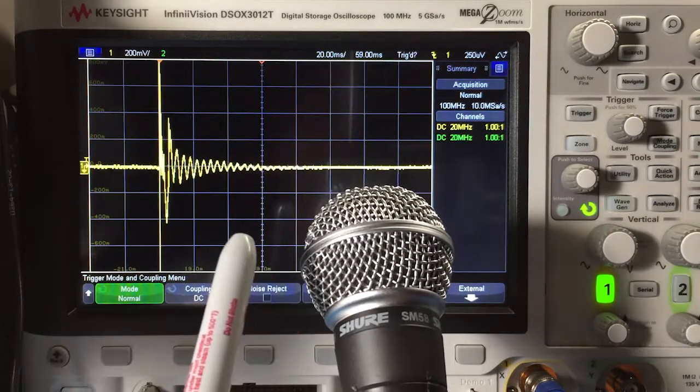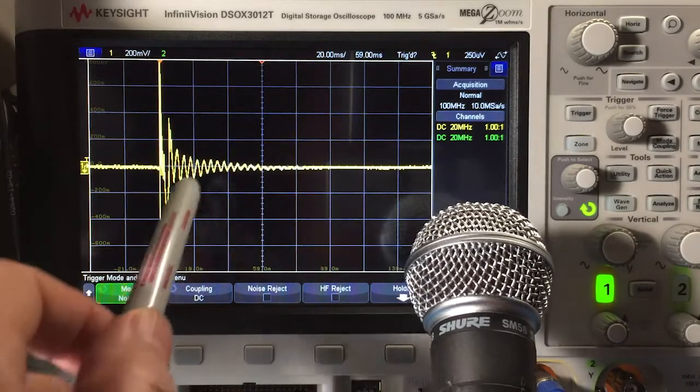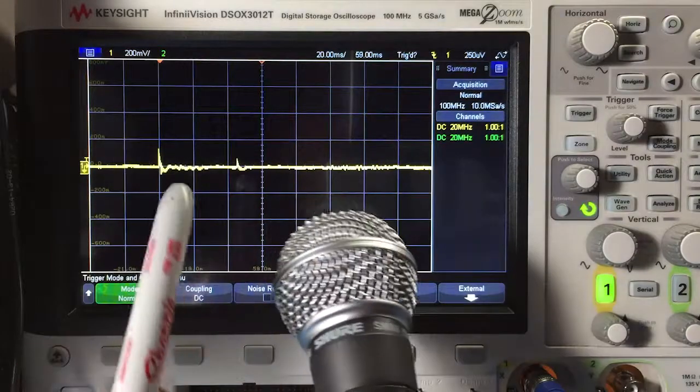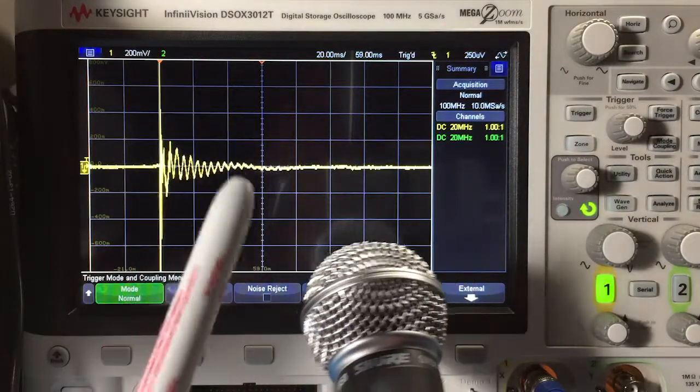Oh, that's a nice one right there. That's a nice transient. You can see the exponential decay. But it's an actual material property in this grill that's causing it to oscillate at that particular frequency.